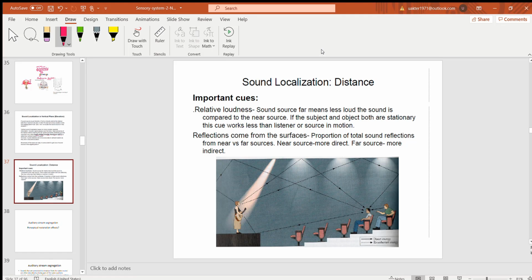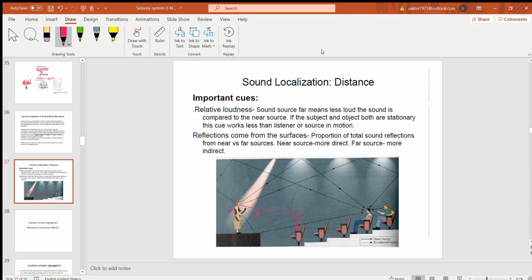Distance also plays an important role to localize the sound, or to determine the auditory scene. A good example is here. You see, a person is standing on a stage, and the audience sits at different distances. A person sitting here will get more direct sound from the player or performer, and less indirect sound. This is direct, okay.